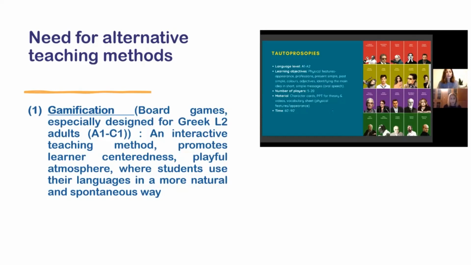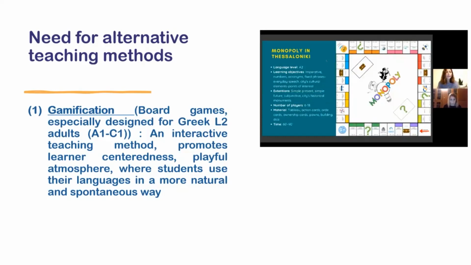Then for A2, it's a Monopoly, but it's adapted to the city of Thessaloniki. It has all the streets of the city and many companies or public services.